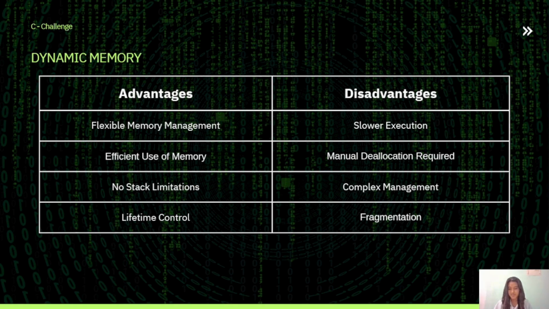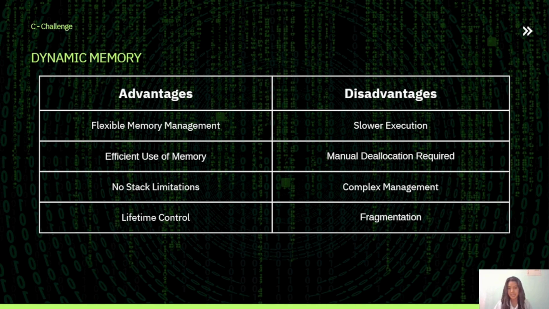Number three, no stack limitations. Dynamic memory is allocated from the heap rather than the stack. Since the heap has significantly larger size, dynamic memory allocation overcomes the size limitations of the stack, making it suitable for managing large datasets or complex data structures.